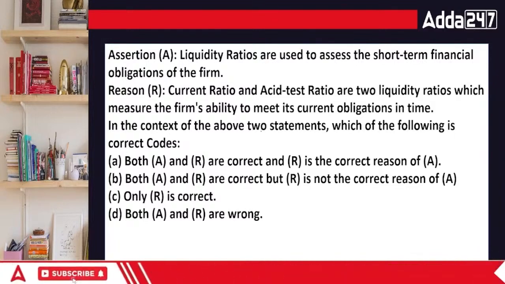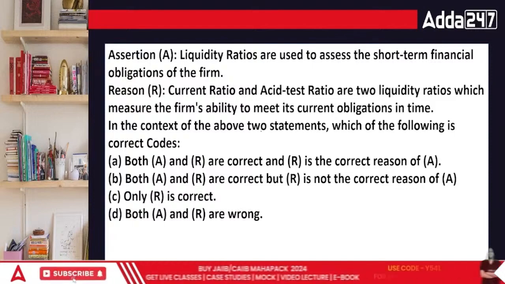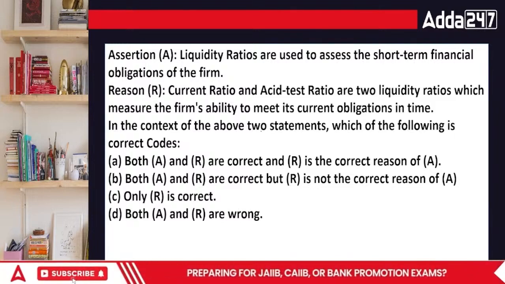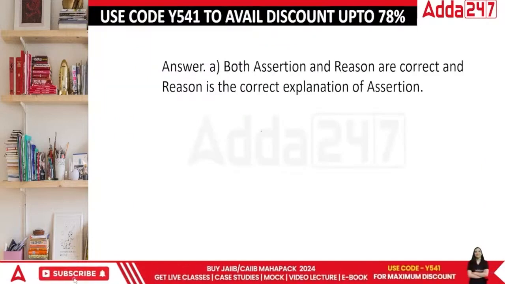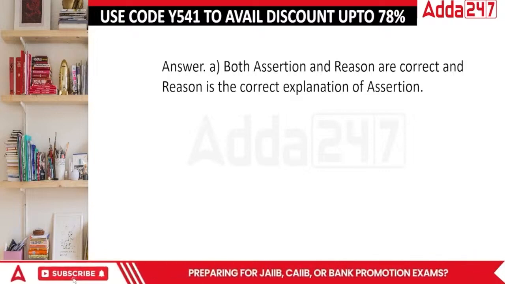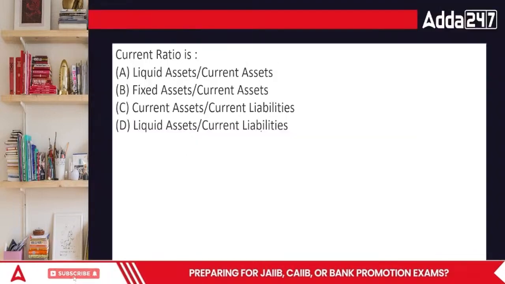Everybody, no idea? When we talk about liquidity ratios, it is related to the short term funds only. And current and acid test ratios are also related to the short term. All these ratios are covered under liquidity. So technically both are correct. The reasoning as well as the assertion, both are absolutely correct. There is no mistake in it at all.